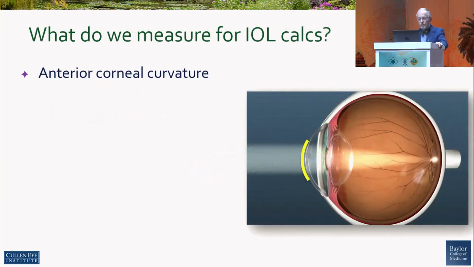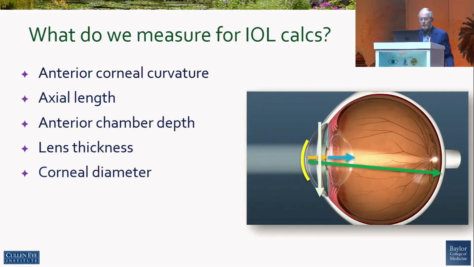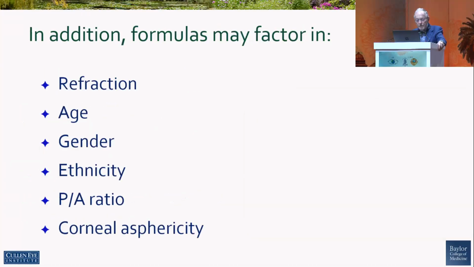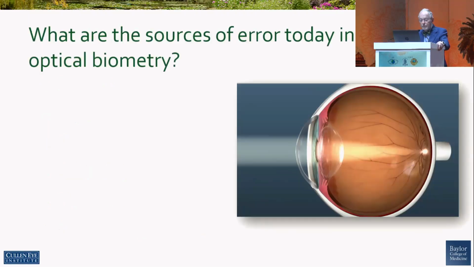So how do we measure? What do we measure? We measure anterior corneal curvature, axial length, anterior chamber depth, lens thickness, corneal diameter, and some programs use posterior corneal curvature as well. But those top 5 are the ones that the newest formulas use routinely. Corneal thickness is another. And some formulas use some combination of these: refraction, age, gender, ethnicity, the ratio of the curvature of the posterior cornea to the anterior cornea, and corneal asphericity.